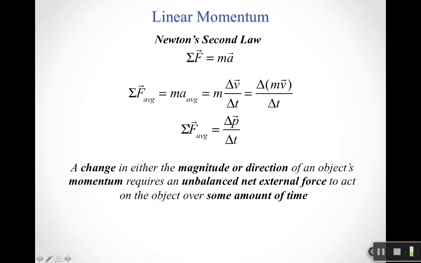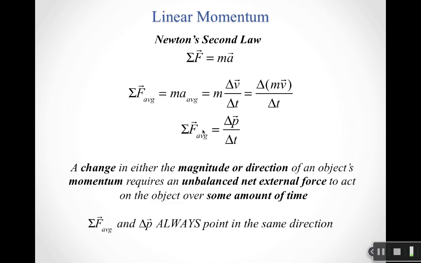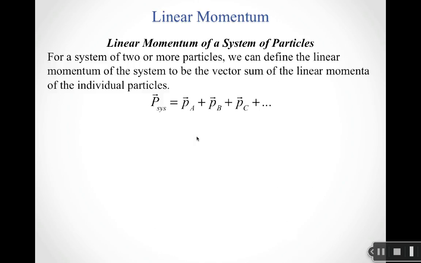So if the change in momentum isn't going to be zero, then that means the net force term also can't be zero. The other thing this tells us is that the average net force and the change in momentum vector always point in the same direction. So if you know the direction of the change in momentum vector, you also know the direction of the average net force. All right, so we've come back to really working Newton's second law problems when we're talking about momentum.